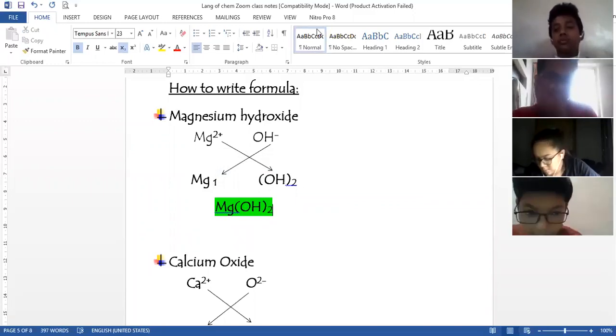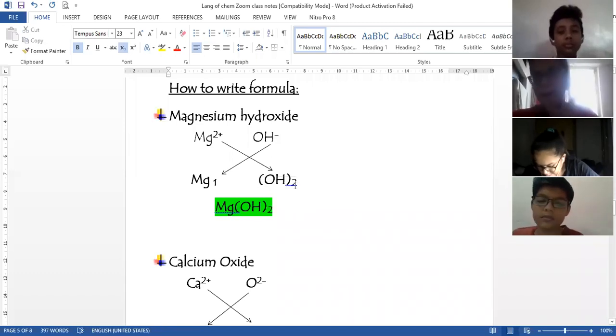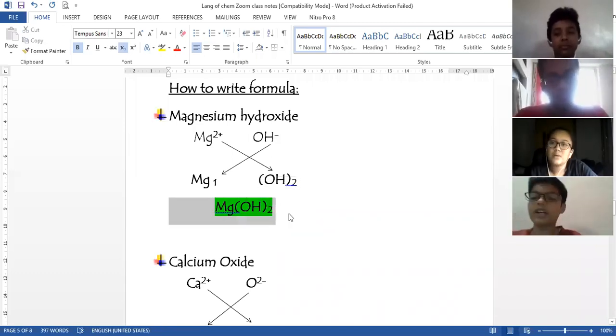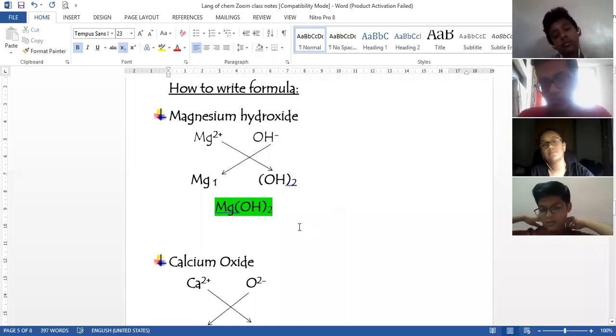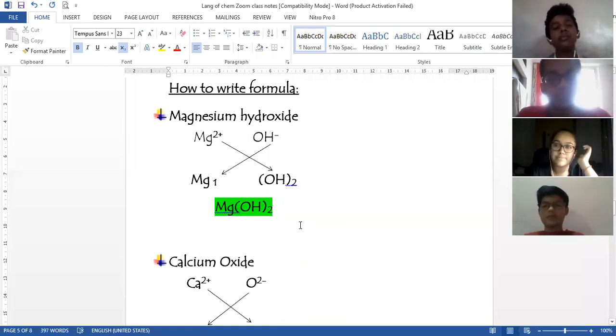So we just write it as Mg and OH twice remains as it is. So we read it as Mg(OH)2 and not MgOH2. Okay, so Mg(OH)2, which is magnesium hydroxide. Okay, so I hope you understood this, right?